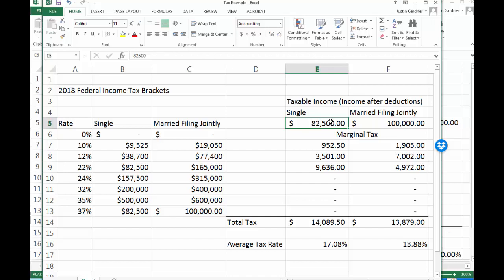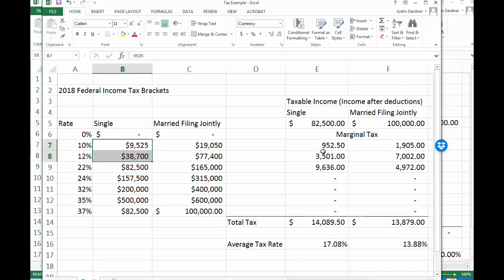A single person, not a head of household, not married filing jointly, making $82,500 after they take their tax deductions. On the first $9,525 that this single individual makes, they will pay a 10% tax. So on that first $9,525, roughly $10,000, they pay $952.50 of tax. Then on everything between $9,525 up to $38,700, they're going to pay 12%. So 12% on the difference between these two numbers here, $9,525 to $38,700.